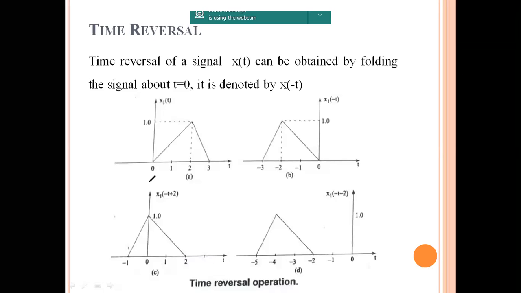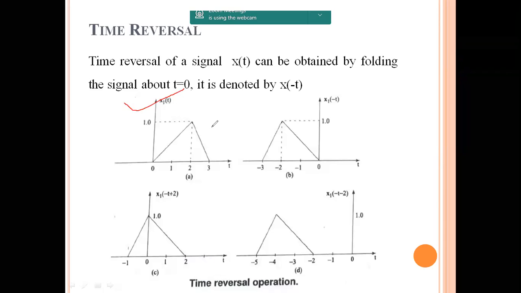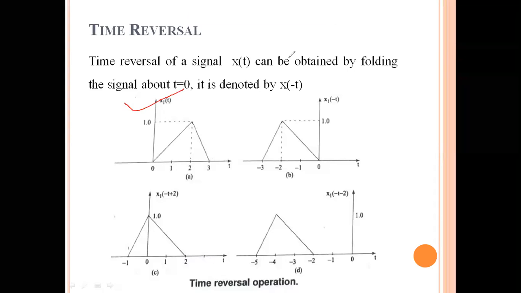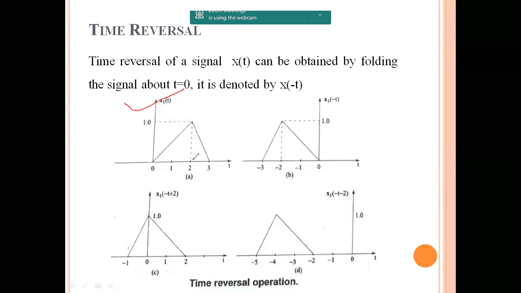Please mute your mics. This is the basic signal x of t, or here it is mentioned as x1 of t. The waveform shape is like a triangular signal, which is defined from 0 to 3. The value is already given here: at t equal to 2, the maximum amplitude of x1 of t is equal to 1.